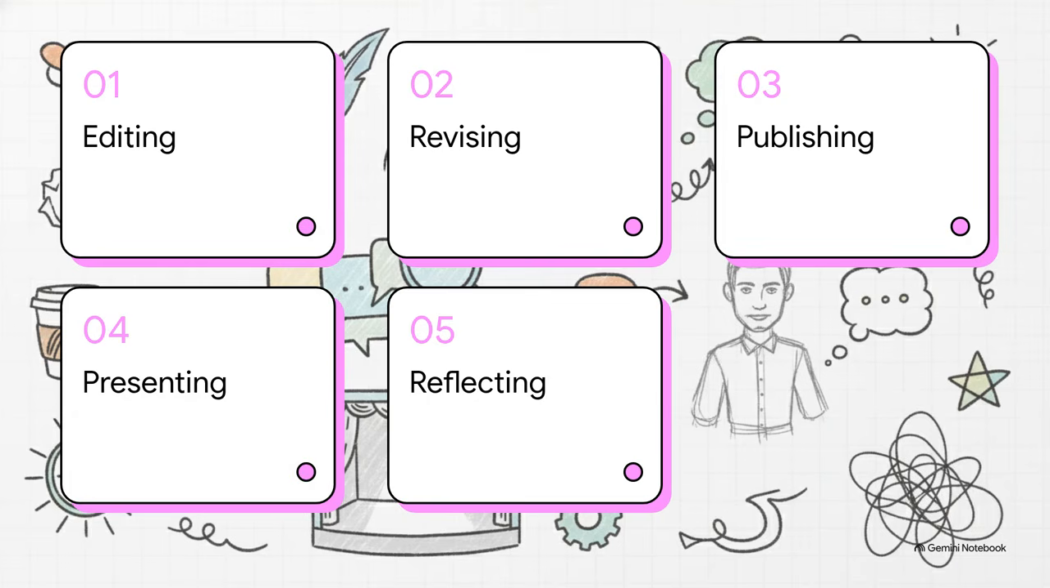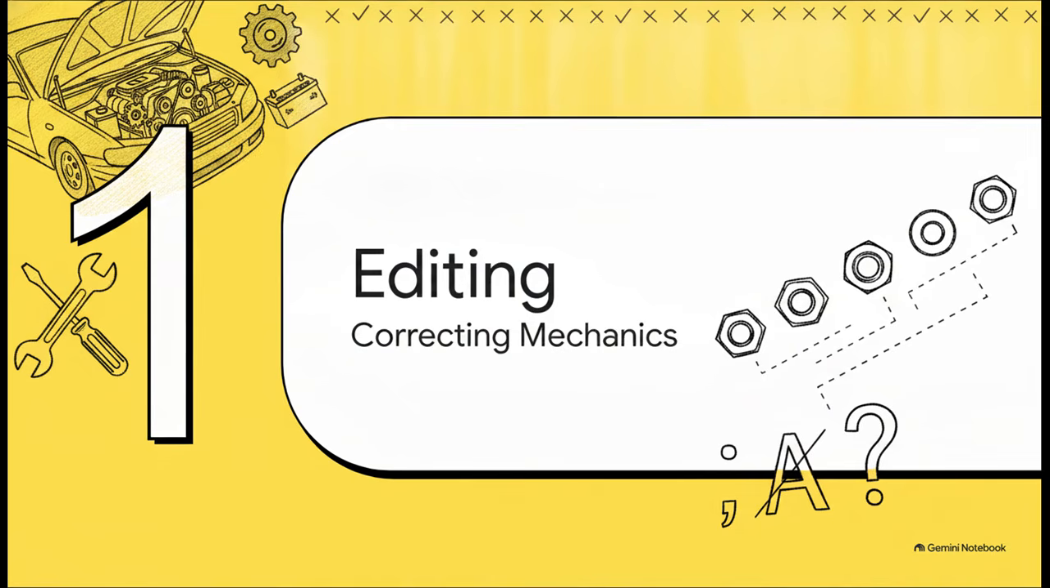Here's our lesson plan for today's journey. We're going to move chronologically through 5 distinct stages: editing our mechanics, revising to improve the story, publishing to share our work, presenting to bring it all alive, and finally, reflecting on our growth. All right, let's start right at the beginning with Section 1, editing, which is all about correcting those mechanics.